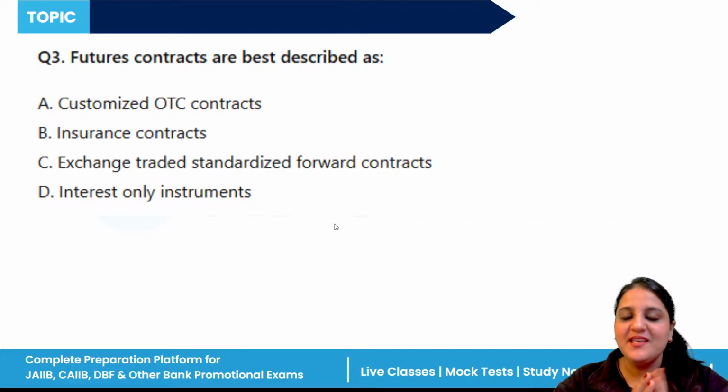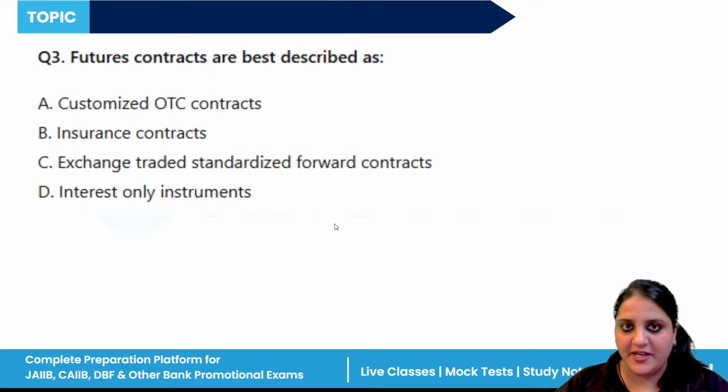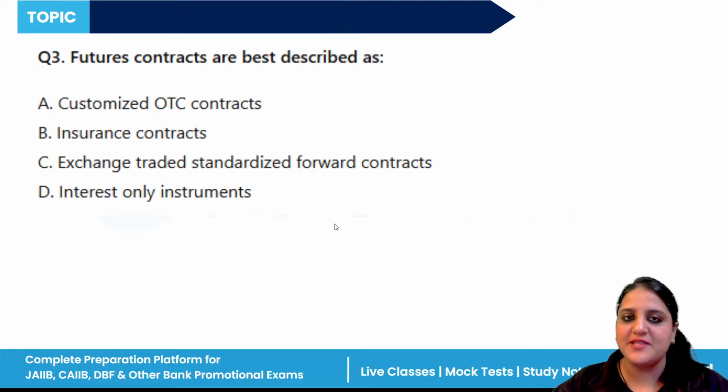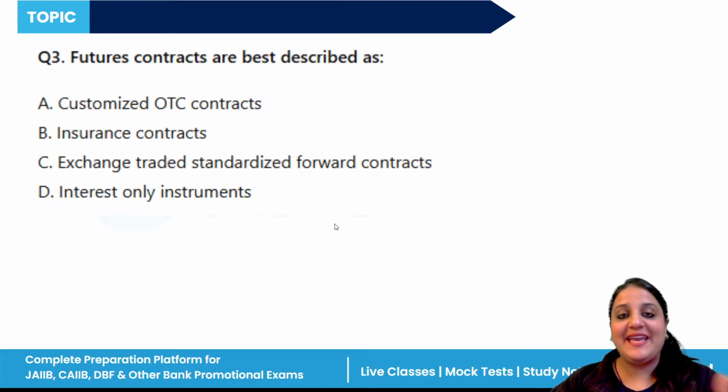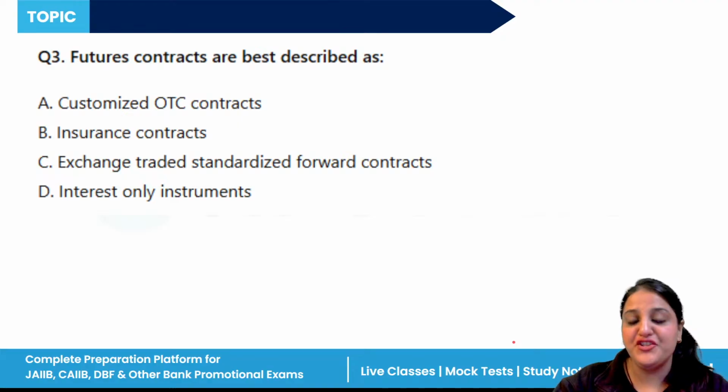Now what happens in swaps? Swaps generally mean cash flow exchange. What happens in forwards and futures? When two parties agree on the same terms and conditions, they do the deal today, they set the price today and do the settlement after 30 days or after a prescribed period of time according to the terms and conditions agreed between them, right? So basically, futures contracts are best described as... which answer is correct? Yes.